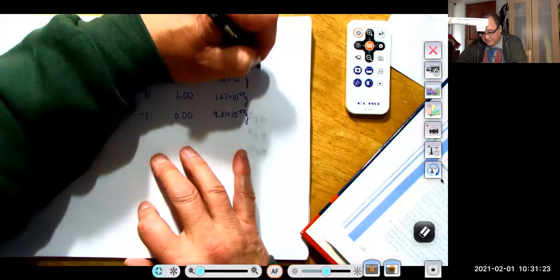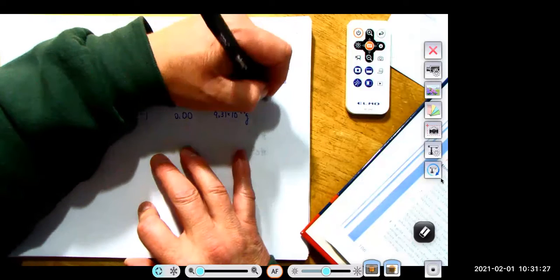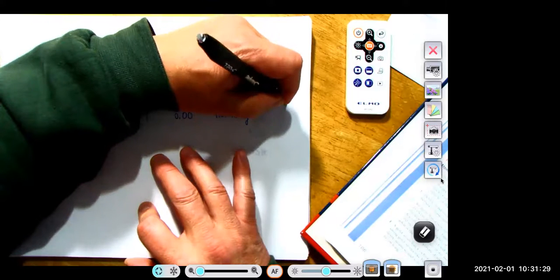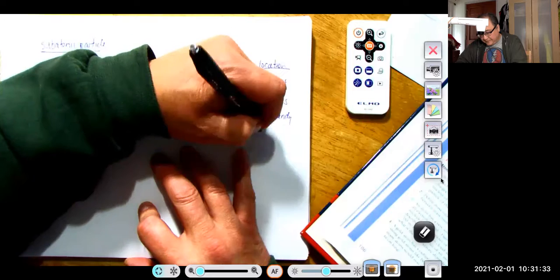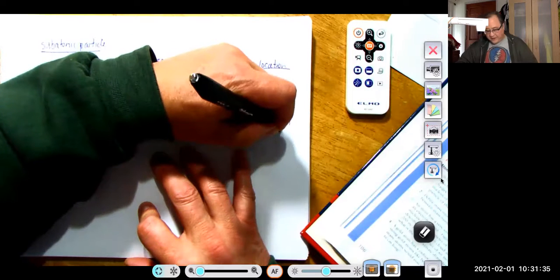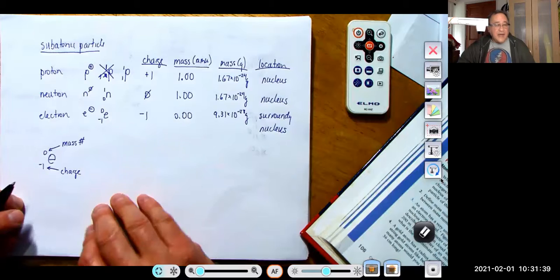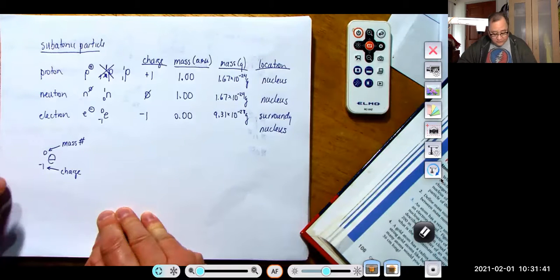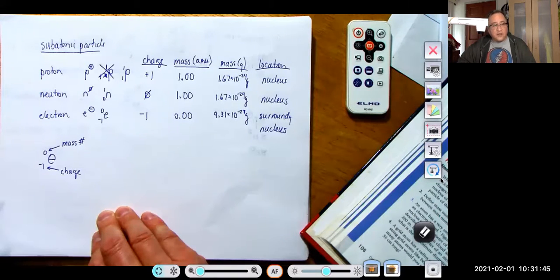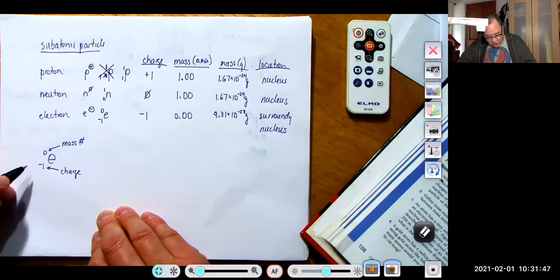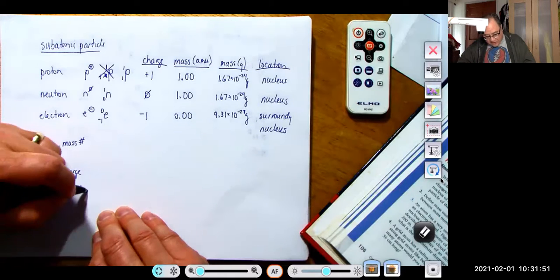Location. Nucleus, nucleus, surrounding the nucleus. I'll get my hand out of your way in just a moment. So these are some important aspects you want to know about protons, neutrons, and electrons. Plus, you want to know the following. We want to look at charge characteristics.